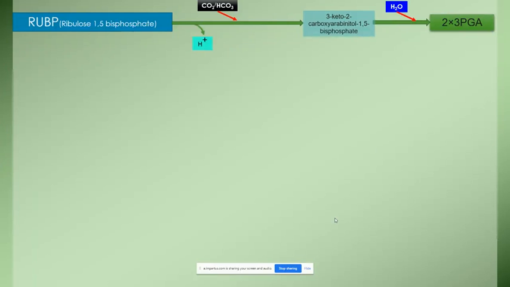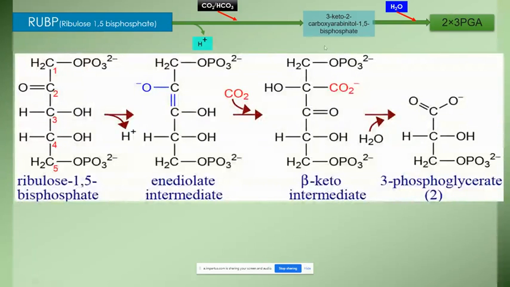Again, I am saying that ribulose bisphosphate is available within the chloroplast stroma, where CO2 is first attached with the Rubisco enzyme. The process is known as carbamylation, and then it reacts with RuBP, called carboxylation. After carboxylation, it produces a 6 carbon intermediate known as 2-keto-3-carboxy-arabinitol 1,5-bisphosphate. This is a beta keto intermediate.